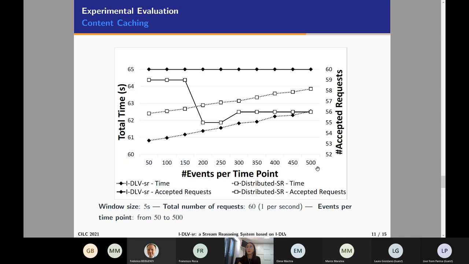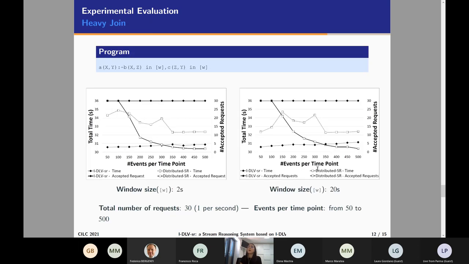per time point. We also considered another benchmark, an artificial benchmark formed by a single rule that requires a join between two atoms over a window. Also in this case, the results of I-DLV-sr are very encouraging. Indeed, it outperforms distributed SR both in terms of time and accepted requests.